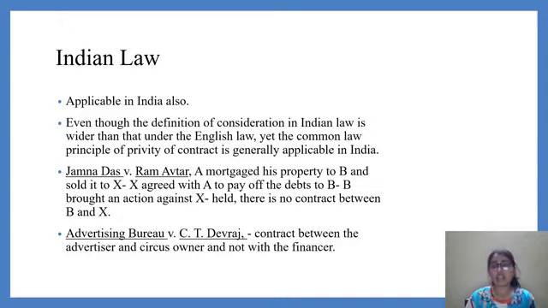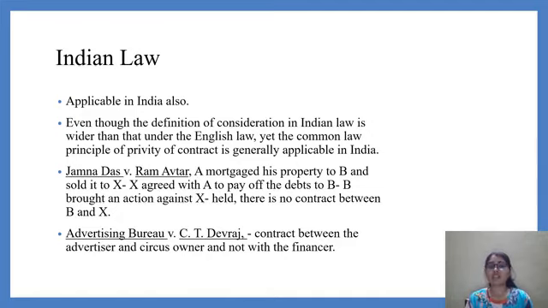But in this case, the court held that there is no contract between B and X. X does not have to undertake the mortgage liability on his own head solely because the property is being sold to him. So this particular case gave the judgment that there is no privity of contract, that is, there is no contract between B and X, and hence X is not liable to pay the debts to B. So this was what was held in this particular case.